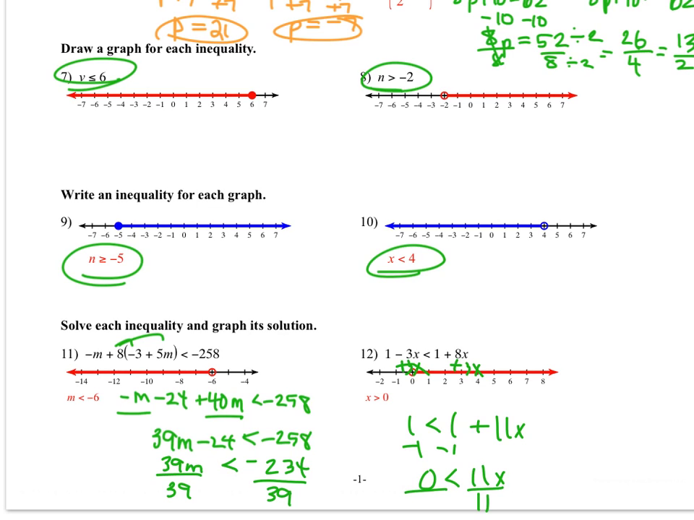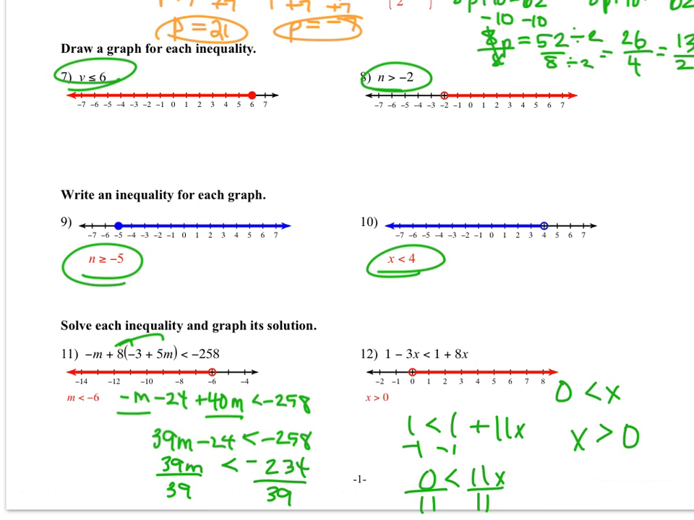And some people were like, oh, can I divide by 0? Well, if you type 0 divided by 11 in, you get 0. 0 is less than x. But remember, before you graph, x needs to be on the left side. All right, so that's x is greater than 0.